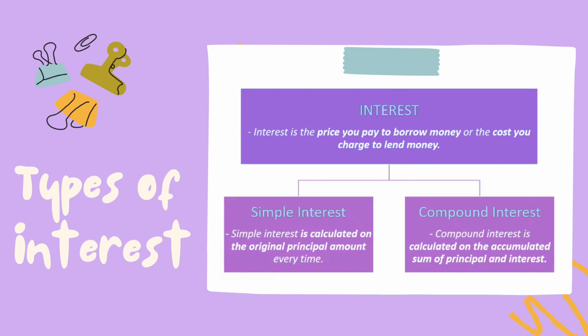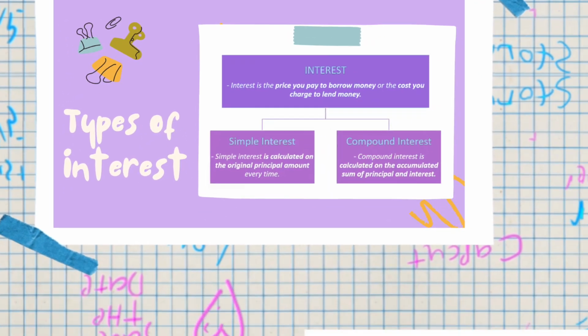Interest is the price you pay to borrow money or the cost you charge to lend money. In Tagalog, ito yung tubo. Pag nagpautang ka, may tubo. At pag nangutang ka, may tubo. And that tubo is the interest. Interest can be computed as simple interest or compound interest.